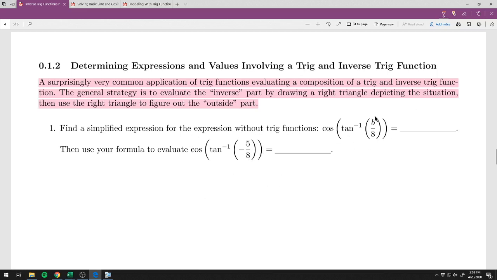But you can see that these problems are built into 2 steps. We want to find a simplified expression for cosine of tangent inverse of b over 8 without trig functions. So we're going to get rid of the tangent inverse and the cosine. We'll get a formula for that. And then in the second part, to figure out cosine of tangent inverse of negative 5 over 8, we'll plug in b equals negative 5.